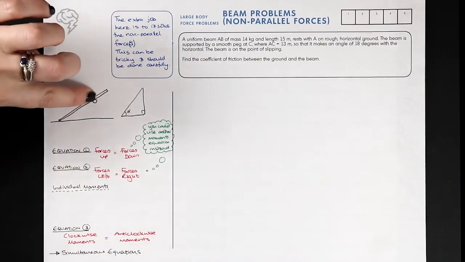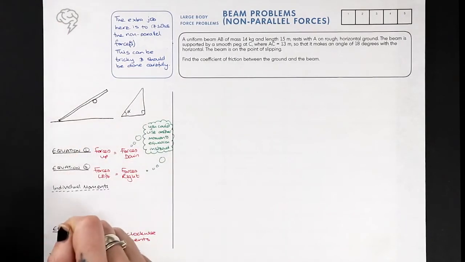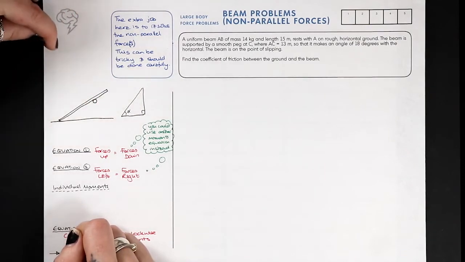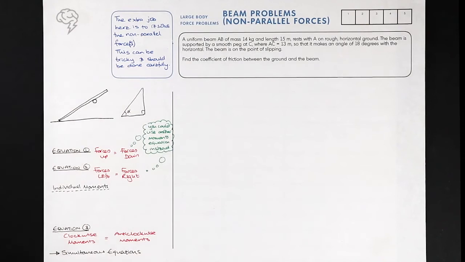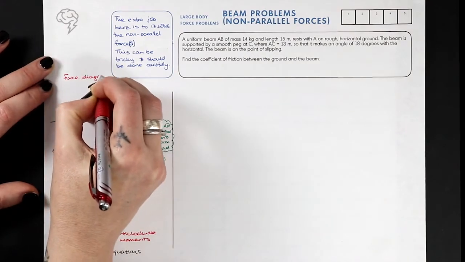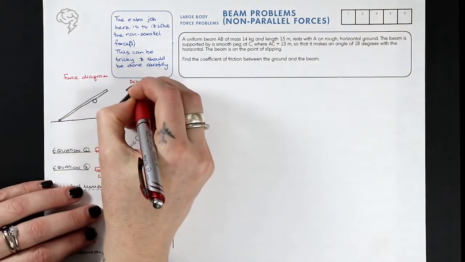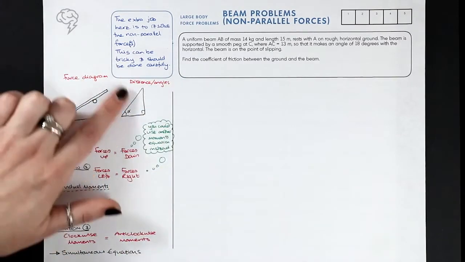So you might have a peg in the wall, you might have a support here that it's sitting on, you might have a piece of string attached here that's pulled up or pulled up at an angle, all sorts of situations. But we're going to use exactly the same method that we've used in all the other moments problems, which is that we're going to draw a force diagram, all the forces acting on the beam, and we're going to have a distances and angles little thing here separate so we don't clutter up our force diagram.